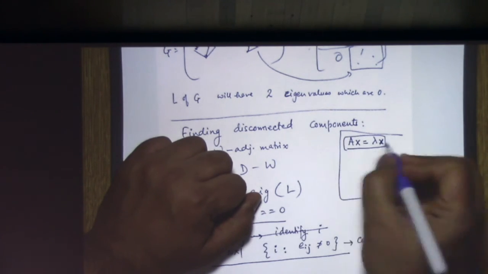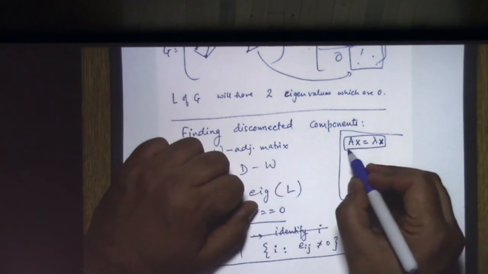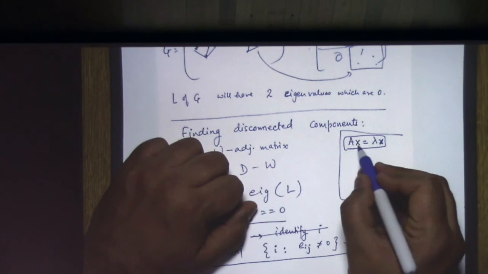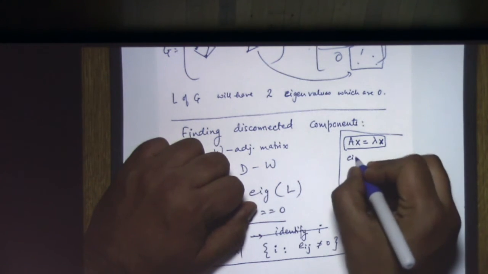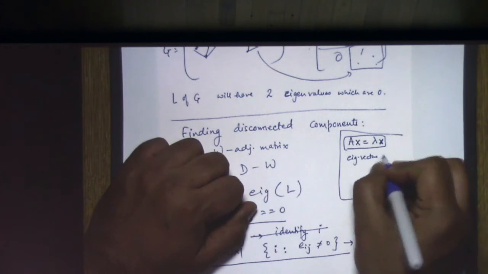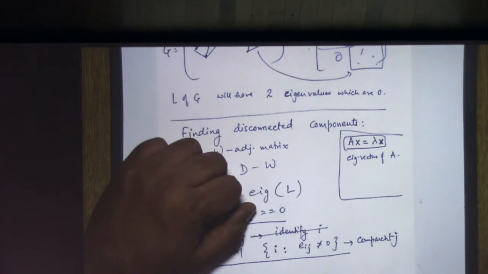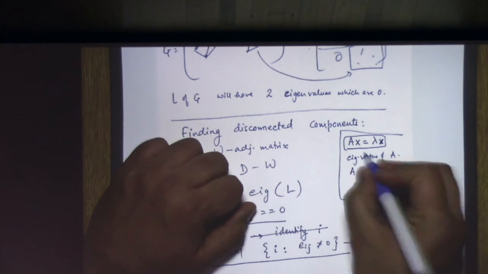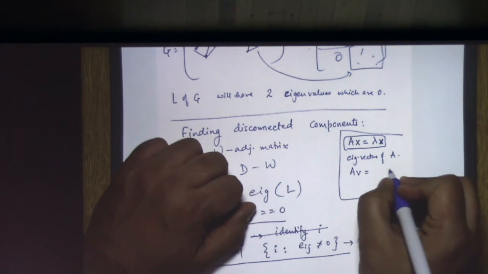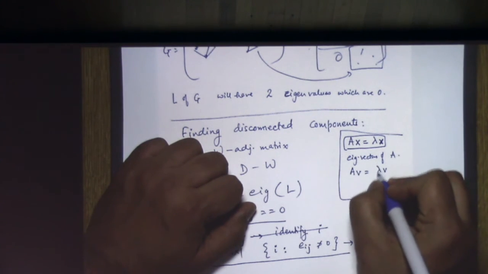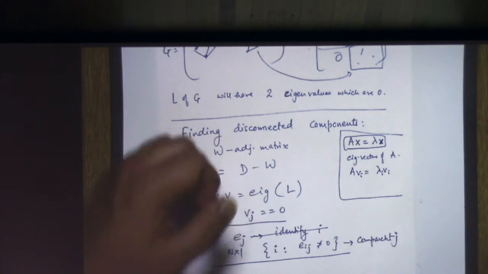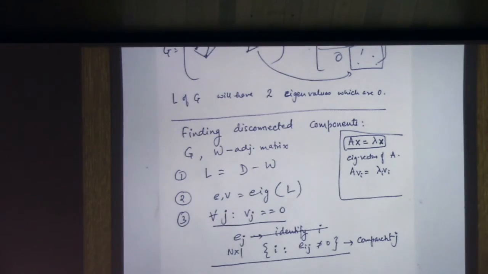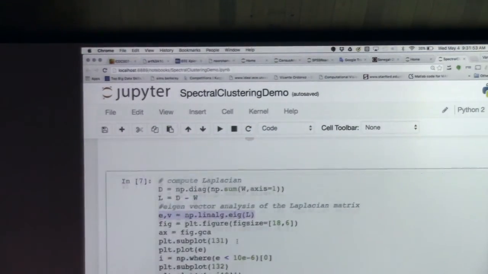If you're trying to solve this, for this particular system of equations, the solutions would be eigenvectors of A. If you take any eigenvector of A, that will be equal to V times lambda, where lambda is the corresponding eigenvalue. So that is the idea. You use the eigenvalues to identify which eigenvector you want to look at.